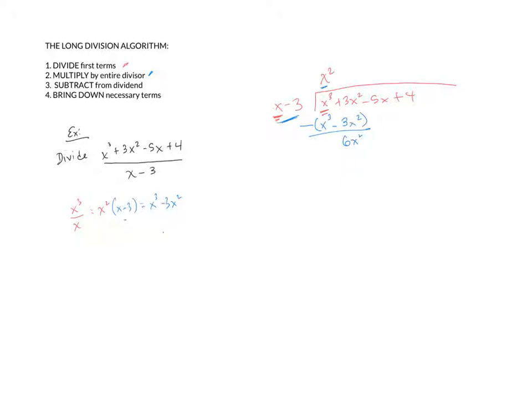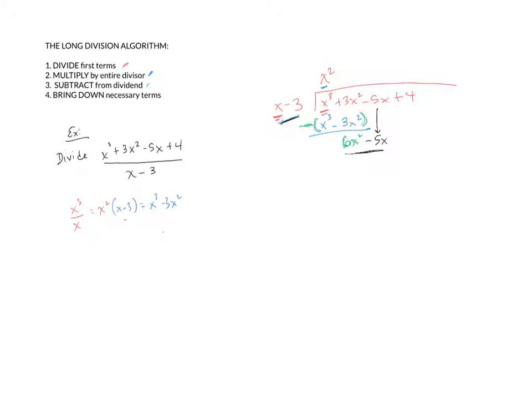I meant to change color on that, so we'll change that to green. Kind of nasty looking. And then your final step is to bring down the necessary terms. Now, by necessary terms, I mean I want the same number of terms down here as I have in my divisor. So I want 2 terms. I have 1 term sitting there, so I need to bring down the next term. And then I repeat the process.